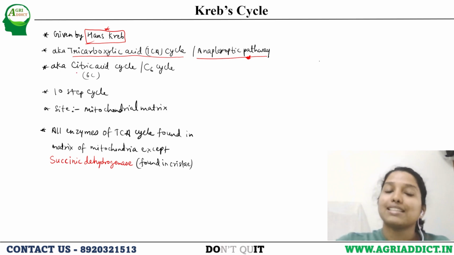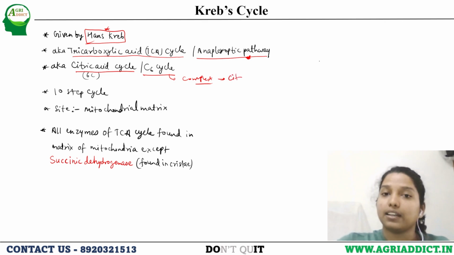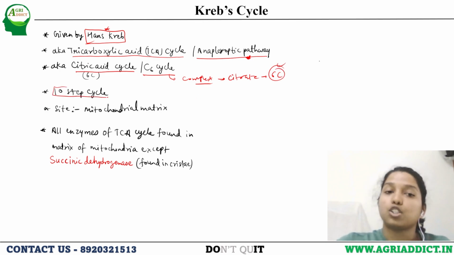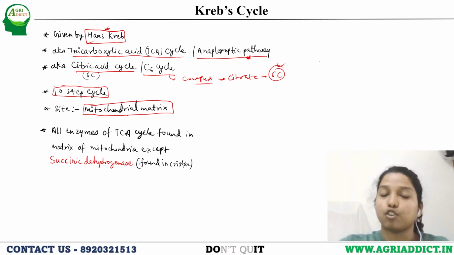It is also known as the citric acid cycle or C6 cycle, because the first compound which is forming in this cycle is citrate, which is a 6 carbon compound. So that's why we are calling it the C6 cycle. It is also a 10-step cycle. The site for this cycle is the mitochondrial matrix, as in the link reaction also.